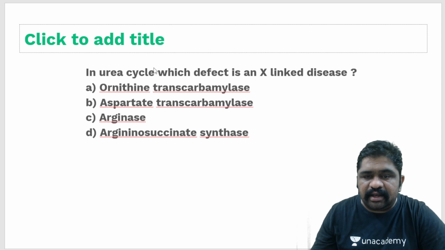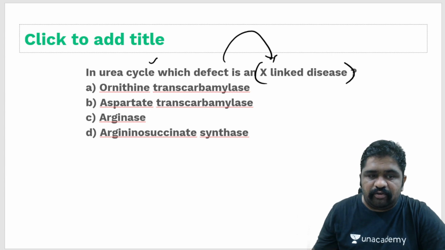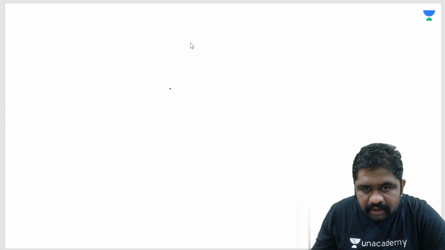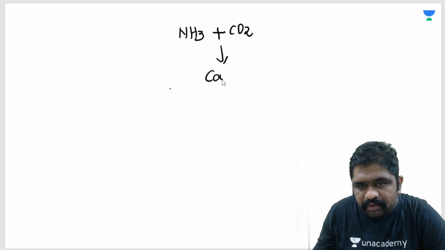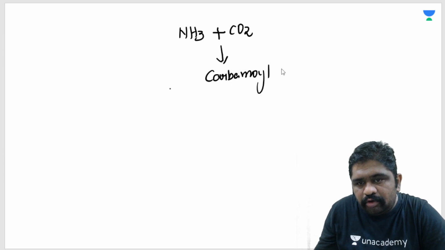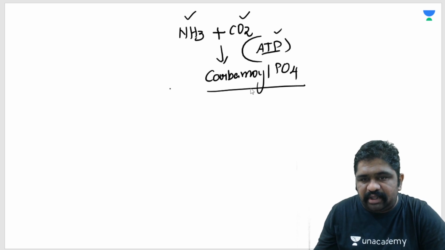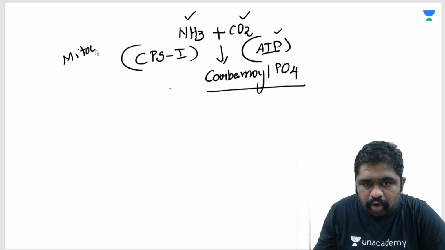Let's go for the next question. In the urea cycle, which defect is an X-linked disease? X-linked disease. For that, let me show you a simple urea cycle here. We start with ammonia plus carbon dioxide. This will form carbamoyl phosphate by utilizing ATP. This carbamoyl phosphate from the ATP will be formed with the help of the enzyme carbamoyl phosphate synthase 1. This is present inside the mitochondria.